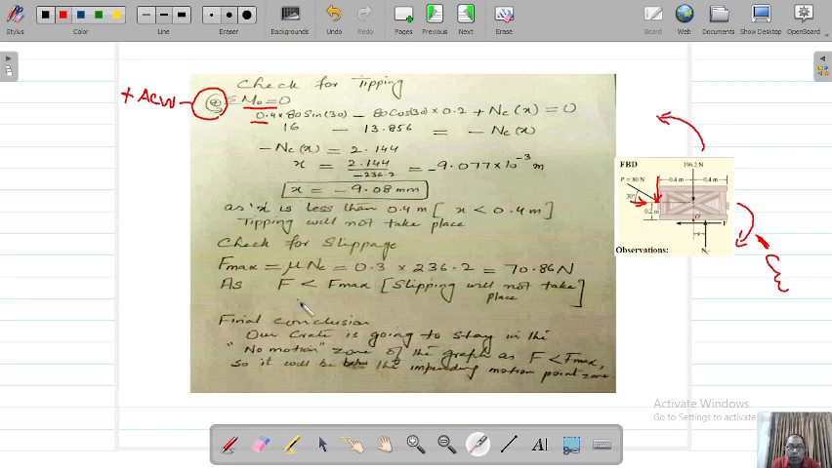This value x equals to minus, again this is a minus value, but this tells us that this value has to be less than 0.4 meter. This value has to be less than 0.4 meter. So tipping will not take place, because remember this value is basically how much? If the tipping would have taken place, the value of x would have been 0.4 meter. Tipping would take place.